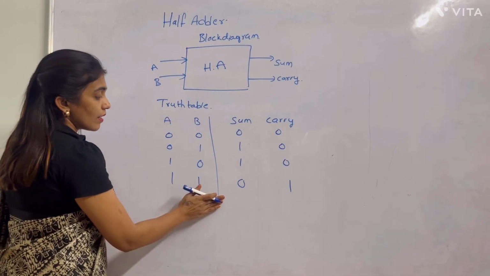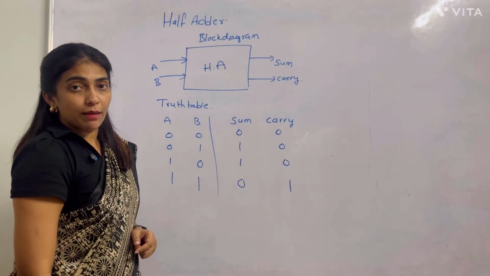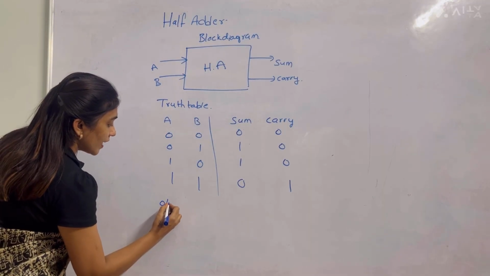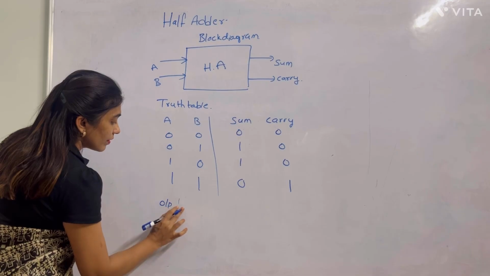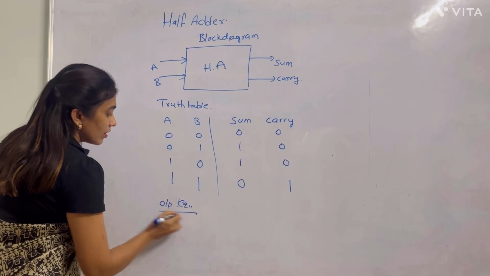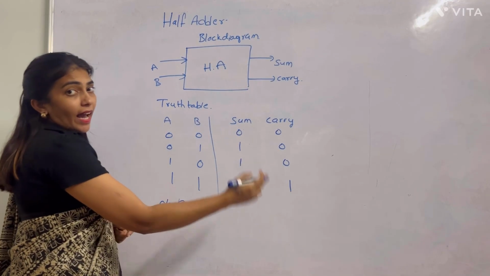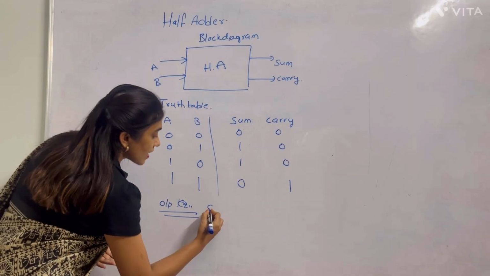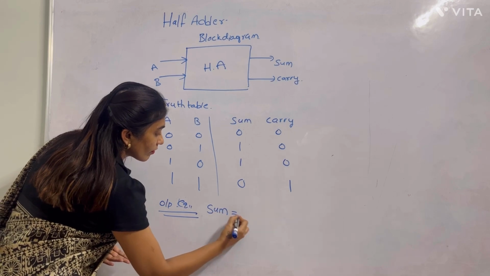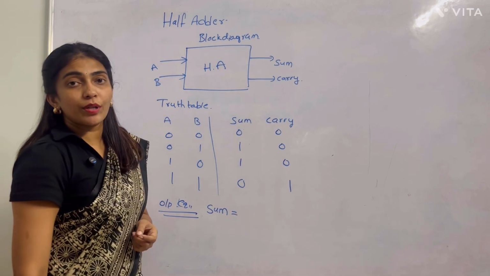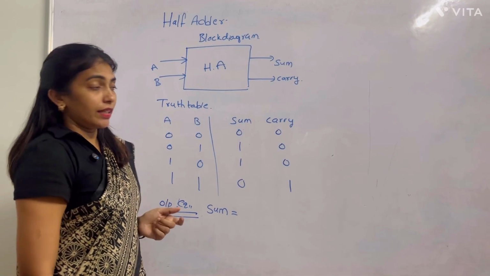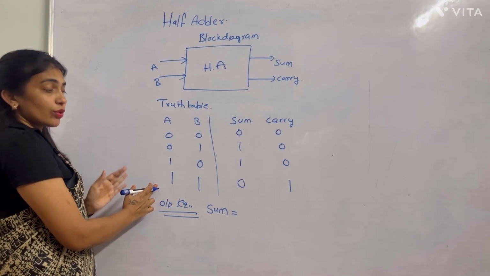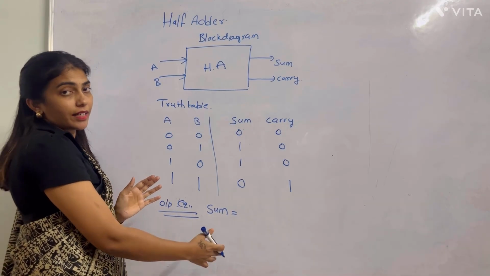So the first step is the block diagram, the next step is the truth table, and the next step is output equations. Here we have two outputs, right? Sum and carry. So we need to write the sum equation as well as the carry equation. First, the sum equation. Actually, for finding the output equations, we use a K-map. But in this situation we have only four possibilities, so I am taking the answers directly here.